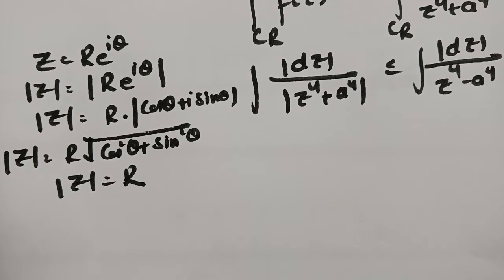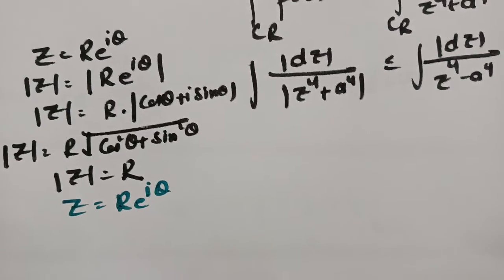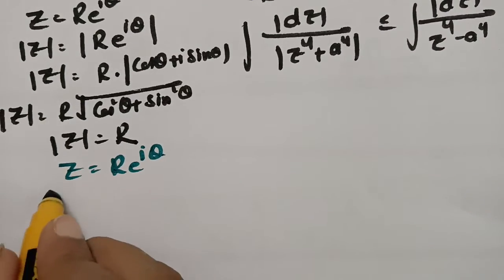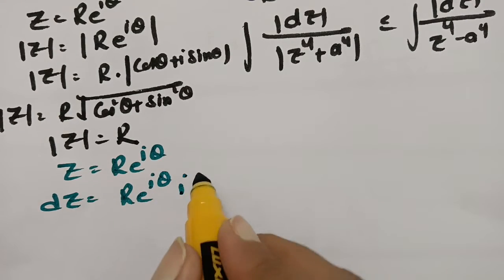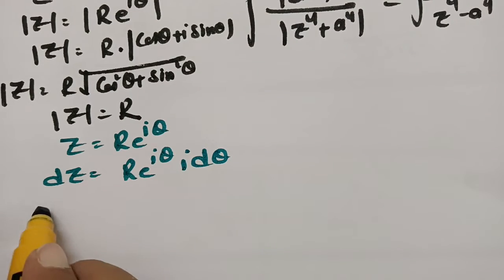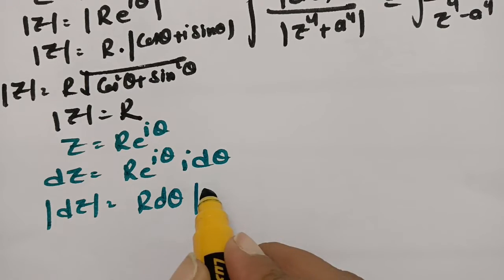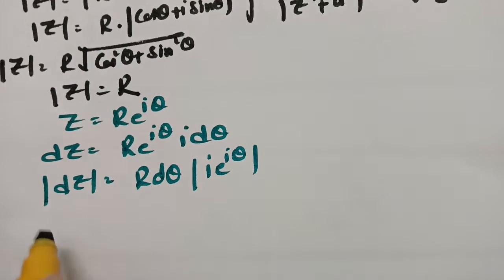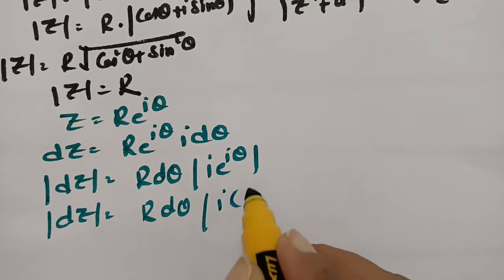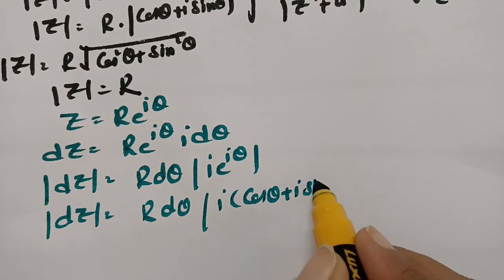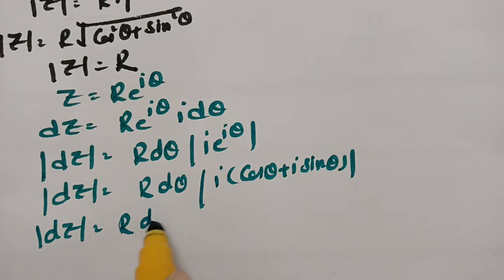And coming to this, z is equal to r into e power i theta. We need dz here. For dz, I have to take the derivative on both sides. dz is equal to r into e power i theta, and again i into d theta. So if I take modulus, this is r d theta aside, and this is i into e power i theta. So mod dz here is r into d theta times i times cos theta plus i sin theta.